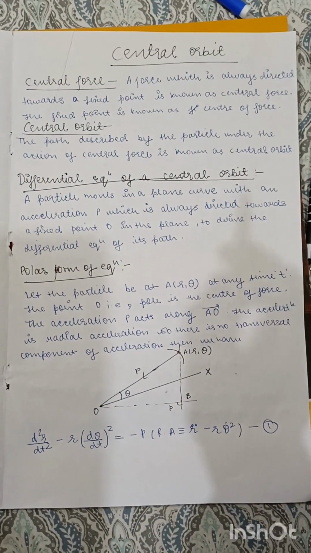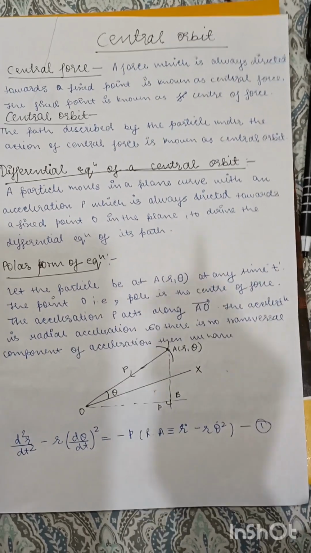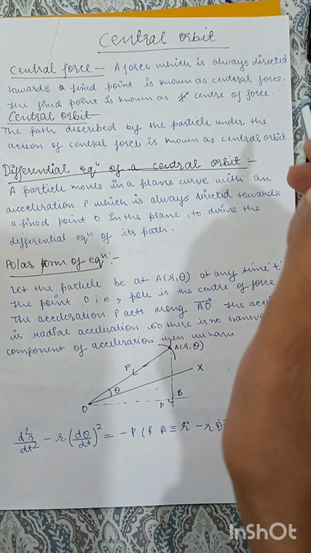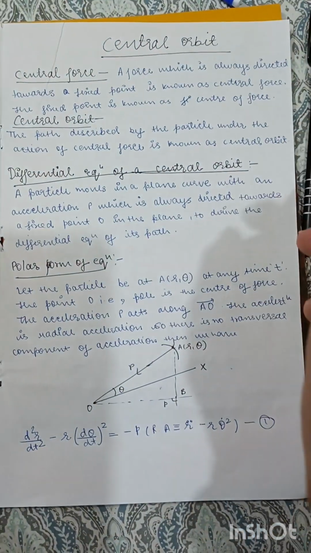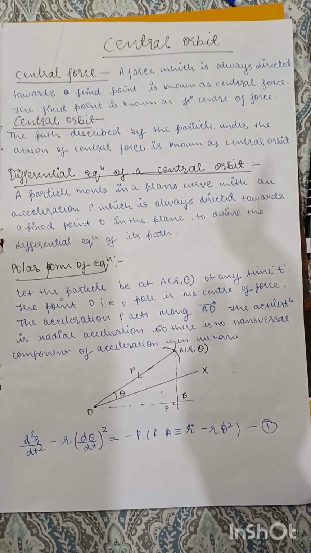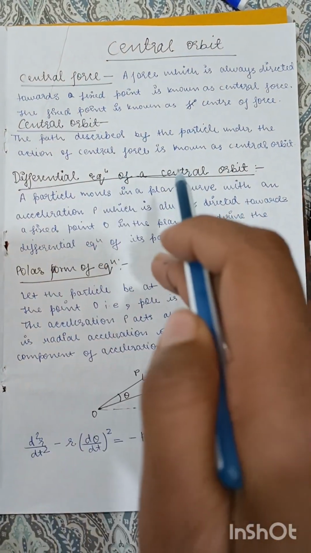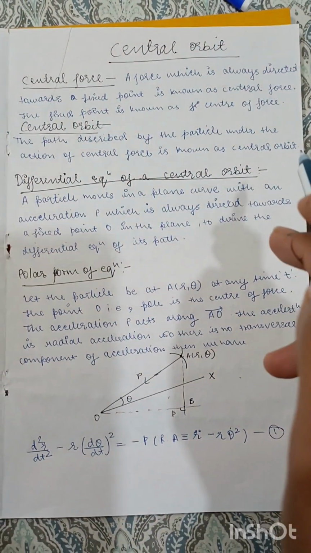Firstly, we talk about the central force. A force which is always directed towards a fixed point is known as a central force. The fixed point is known as the center of force. Now, what is a central orbit? The path described by the particle under the action of a central force is known as a central orbit.